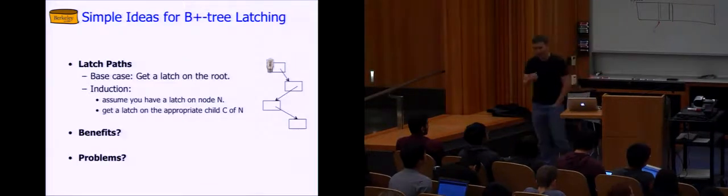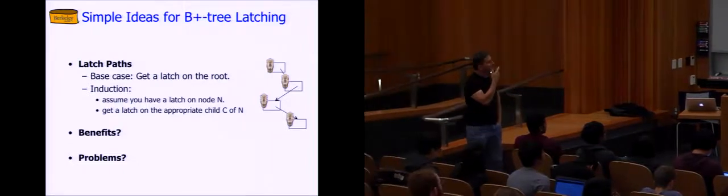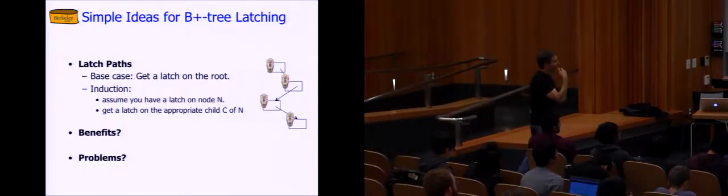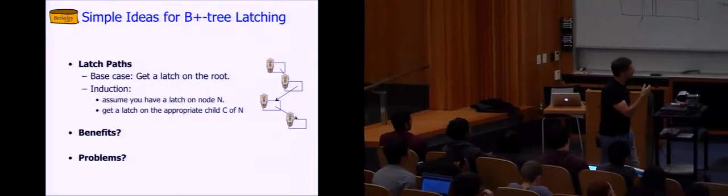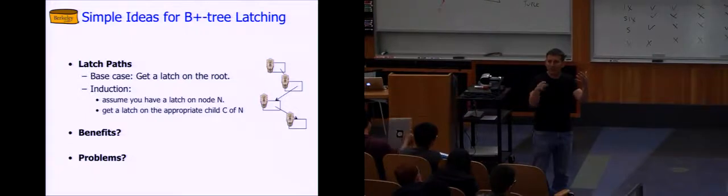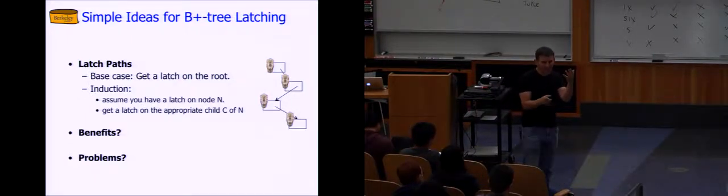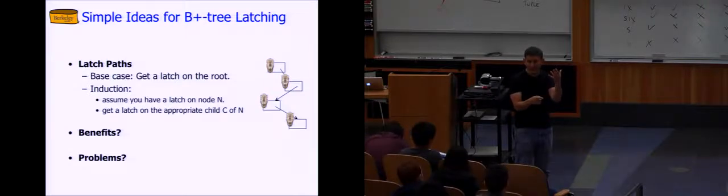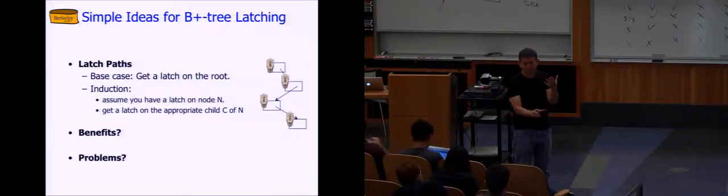So here's some simple ideas for B+ tree latching. The simplest idea would be a sort of inductive thing where as the base case you get a latch on the root. Once you get the latch on the root, by induction, if you have a latch on some node, then you get a latch on the appropriate child as you're searching down your path. Okay? Because when you have a node latched, you can decide which child to visit, because no one's going to change the page while you're looking at it. And then when you pick the child, you request a latch on it.